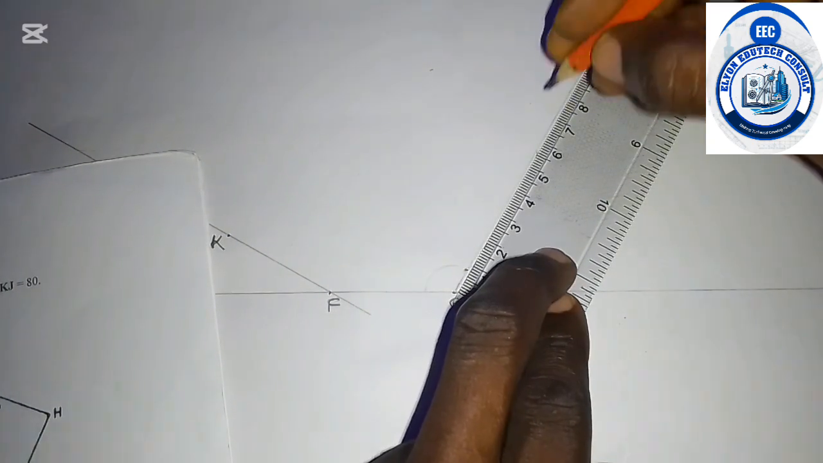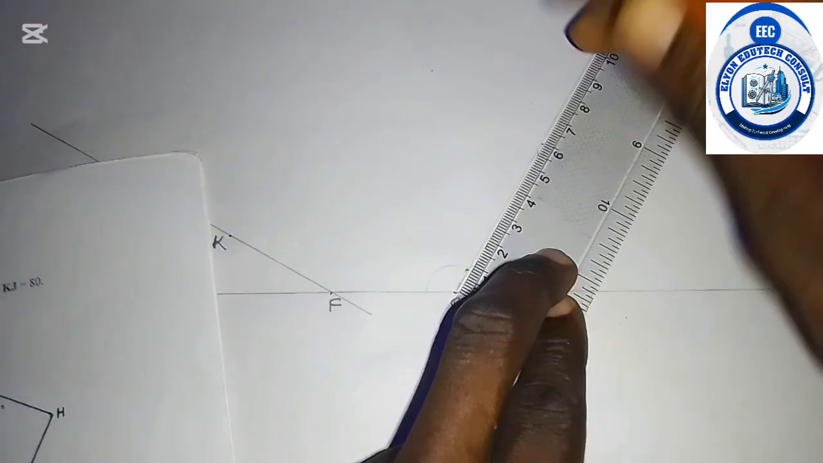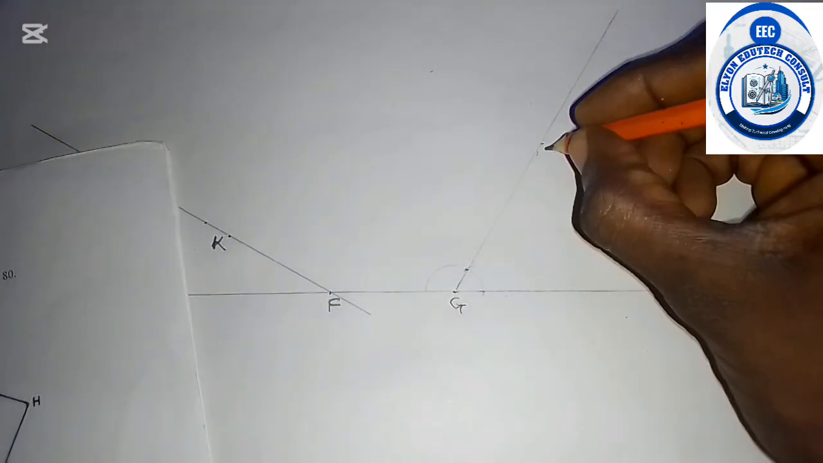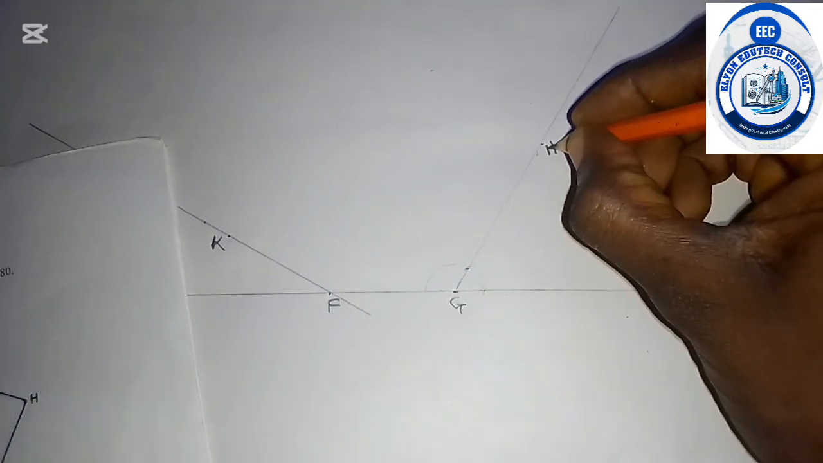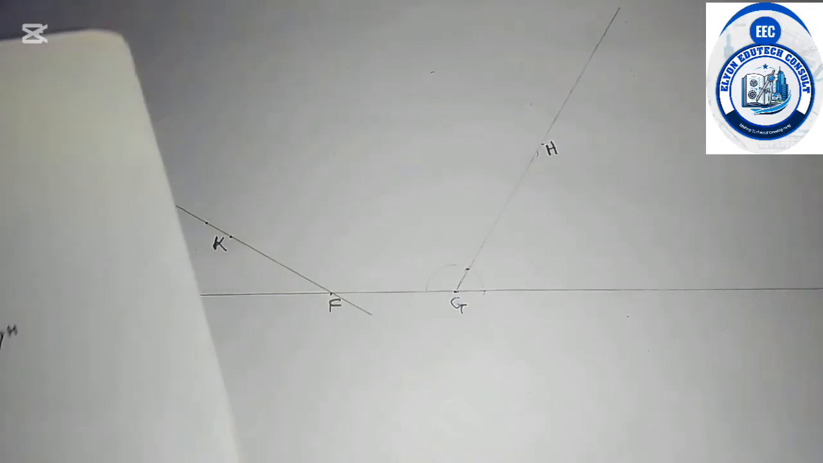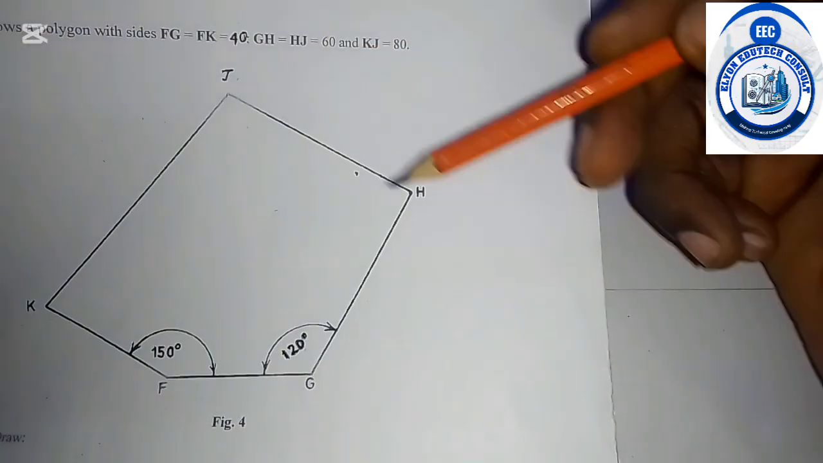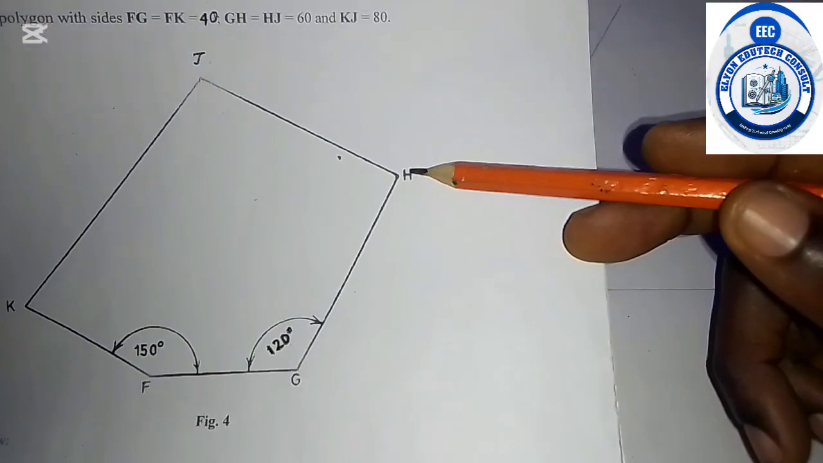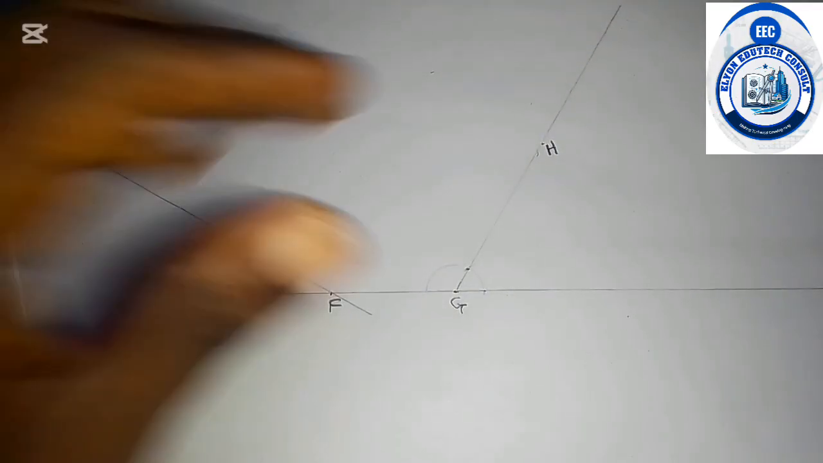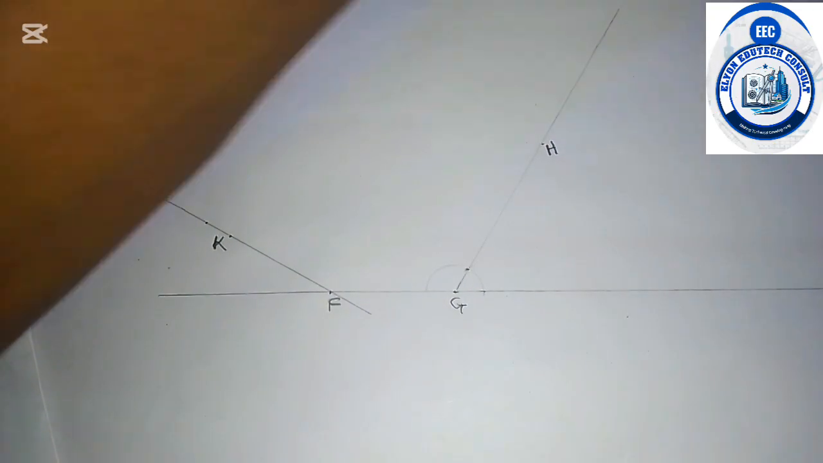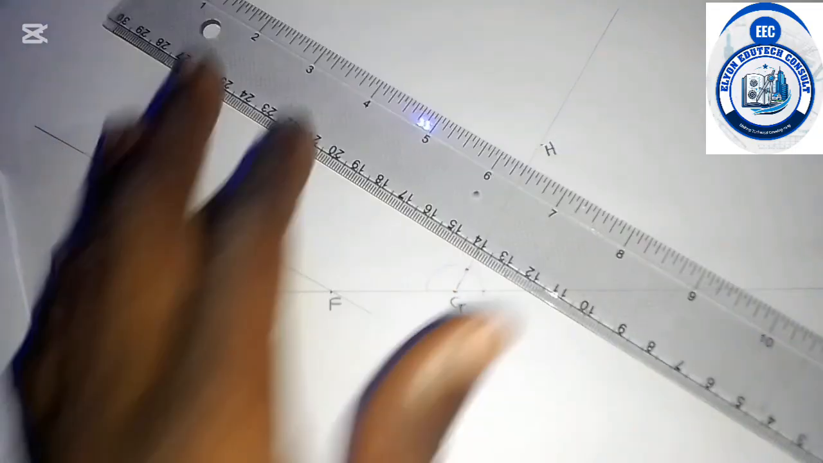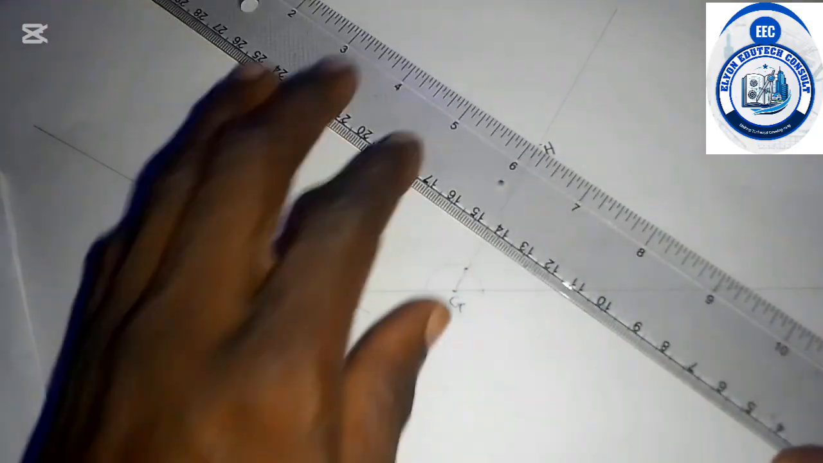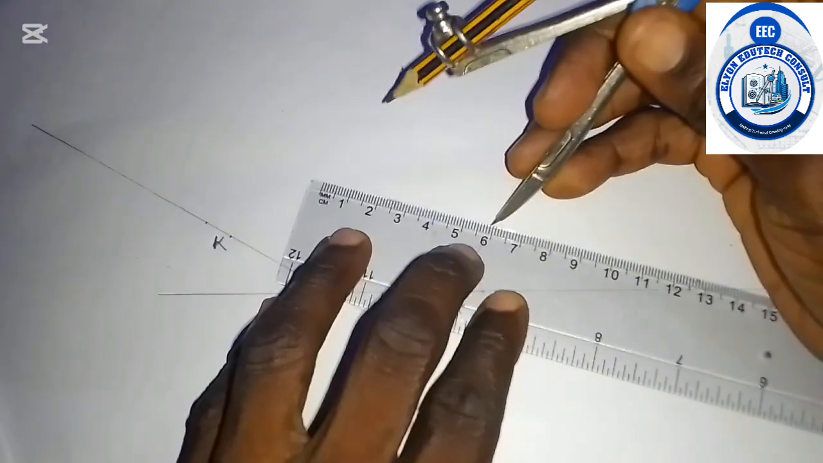So this is 60, so that will be point H. All right, now the next thing we are told here is that this HJ is also equal to this GH, and it has to be 60. So how do I get that? Don't just fix your ruler, because you don't know the particular angle that it is going to be in. All I need to do is take 60 with my compass.